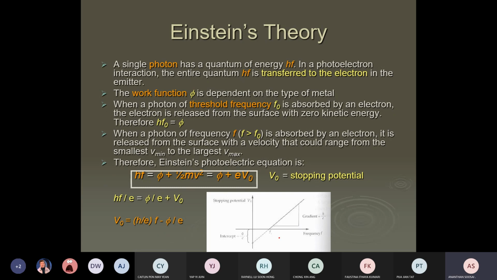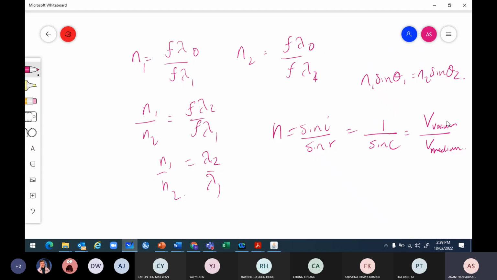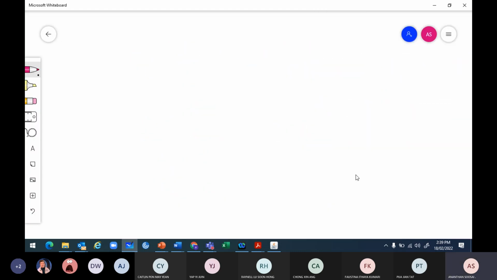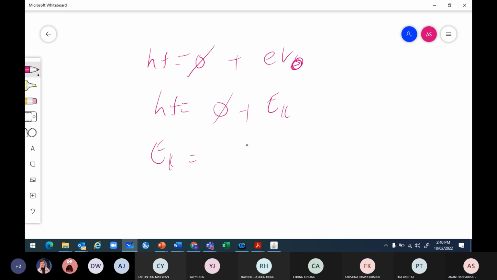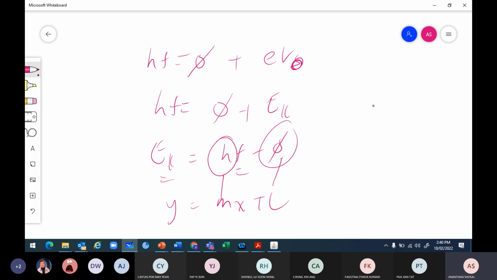I think a variety of types of graphs appear here: kinetic energy versus frequency, stopping potential versus frequency. I go to the whiteboard. So hf equals work function plus eVs, or eV0. Sometimes EK plus work function is hf, right? So if you plot EK versus frequency, it is the easiest graph. y equals mx plus c, so your gradient is your h, and your c is your y-intercept.